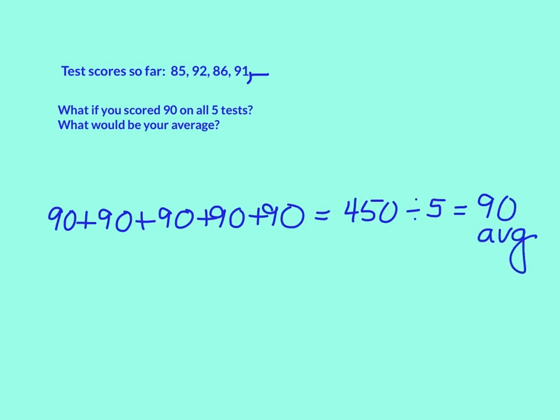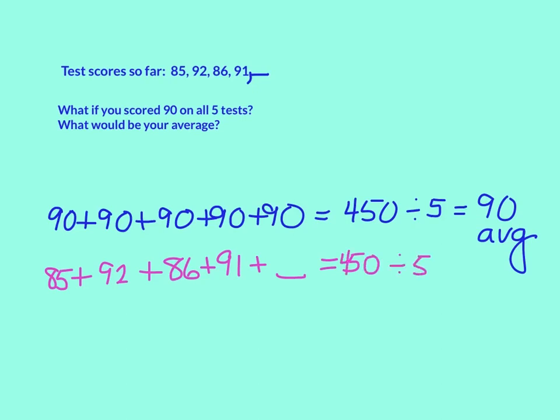So let's compare that to what we have now. What we have now is an 85, a 92, an 86, a 91, and something. And when we add them all up, we know that they're going to have to equal 450. So that when we divide by 5, again, we can be back to our average of 90.